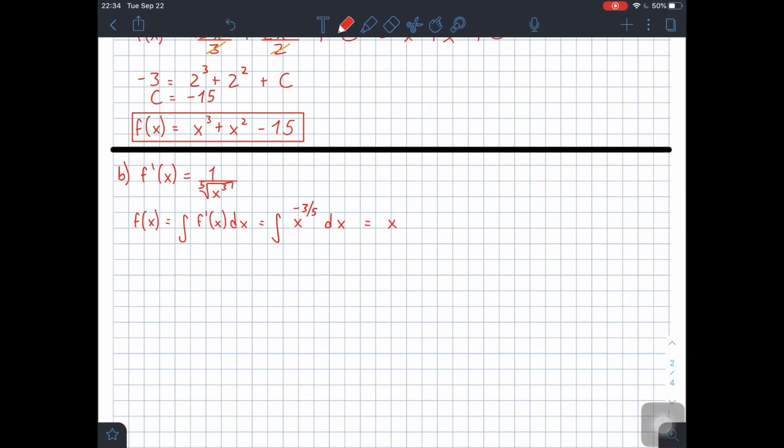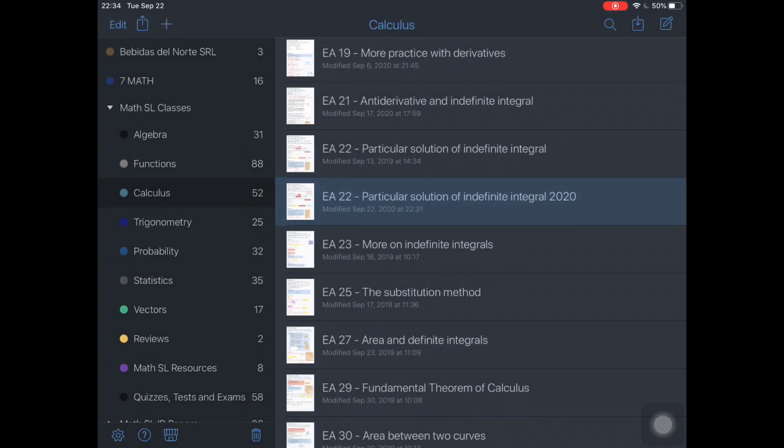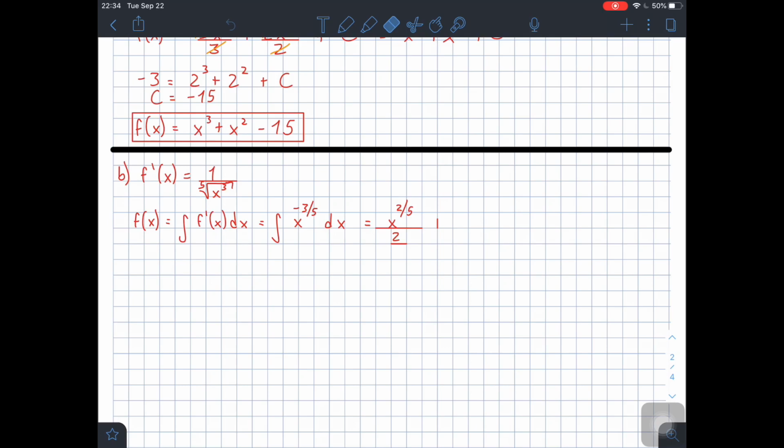So if we find the integral of this expression, this would be equal to x to the power of negative 3 over 5 plus 1, that's 2/5, positive 2/5. So x to the power of 2 over 5, this is being divided by the same thing, 2 over 5. And then the famous plus c. Don't forget about plus c. Then we're going to apply the particular solution, okay?